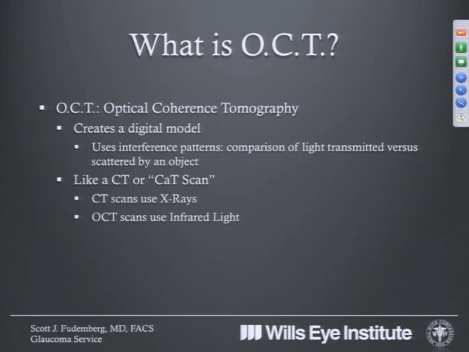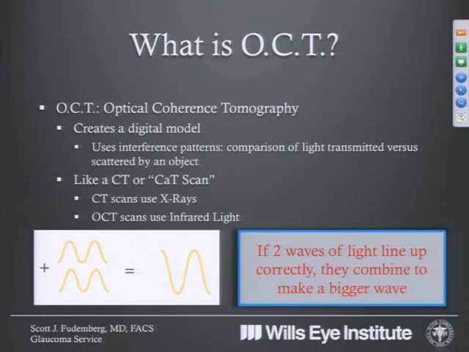But an important difference between the CAT scan and the OCT scan is that the CAT scan uses X-rays, which are radiation. And the OCT scan does not use X-rays. It does not use radiation. It exposes you to no radiation. It's just infrared light.